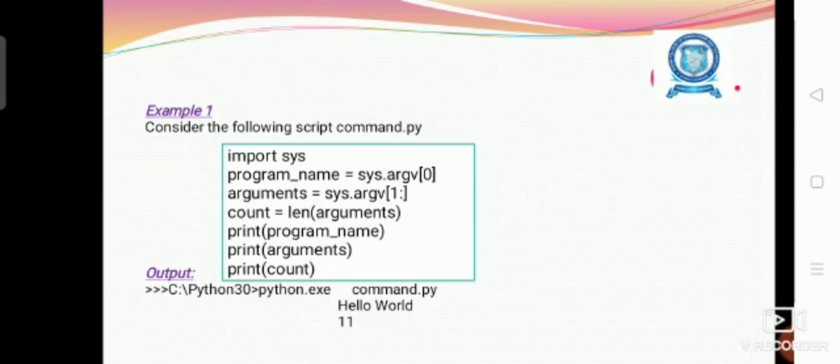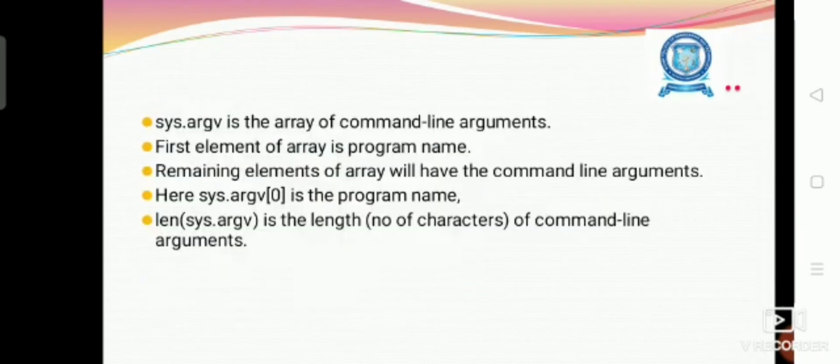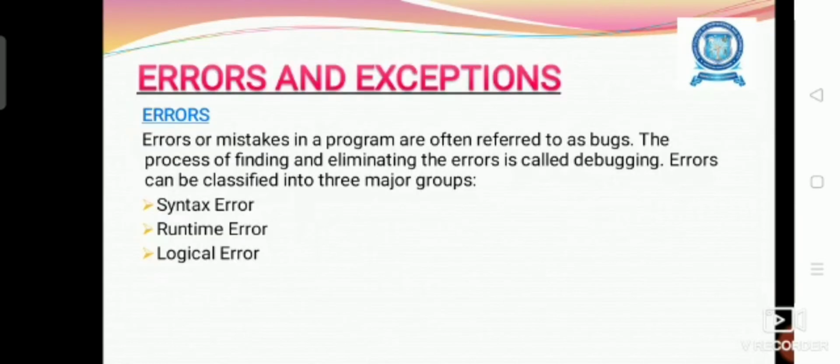So the output will be: the program name command.py, the arguments hello world, and count is 11. That is, the number of characters present in the argument hello world is 11. In this way we can use the sys module.